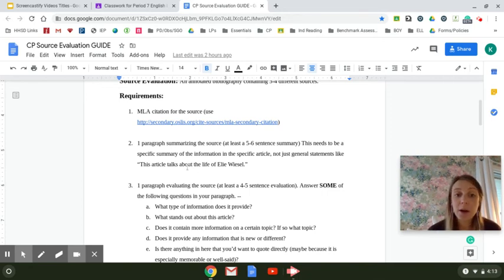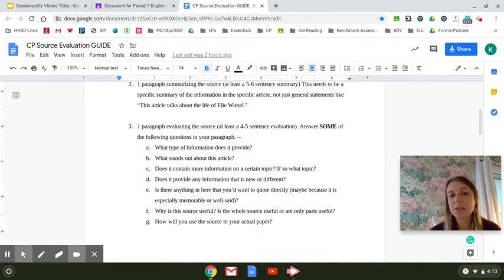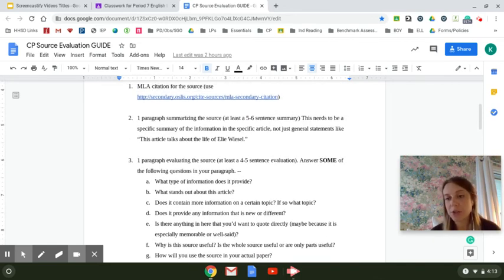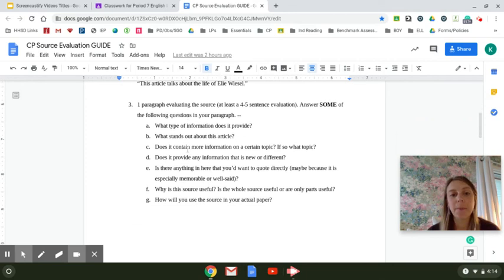The third requirement for each source is a paragraph evaluating the source, and this should answer some of these questions, and you can also answer your own questions. But the evaluation paragraph really tells me what you are going to use this source for specifically in your research and your writing. So let's look at an example.